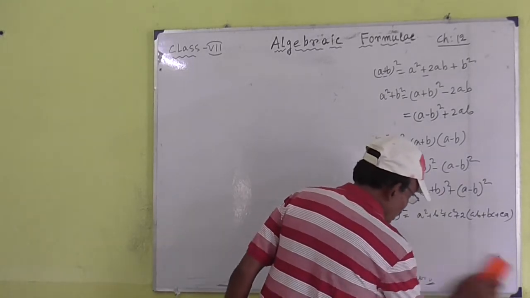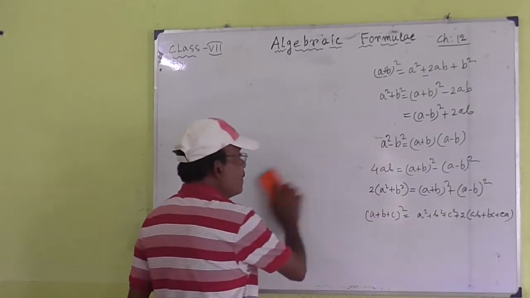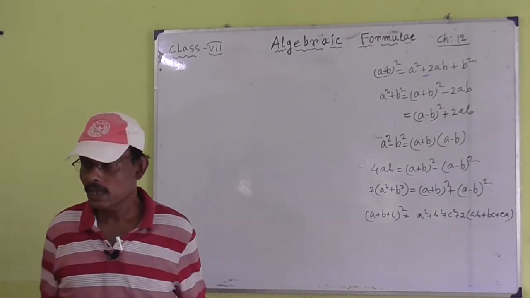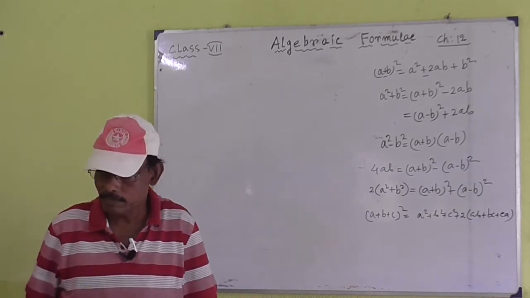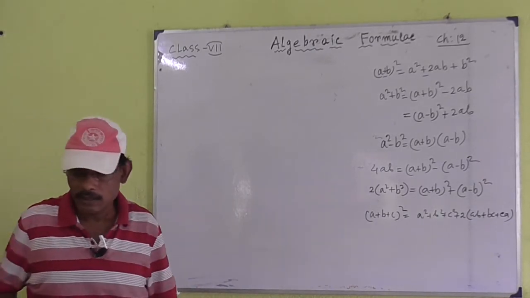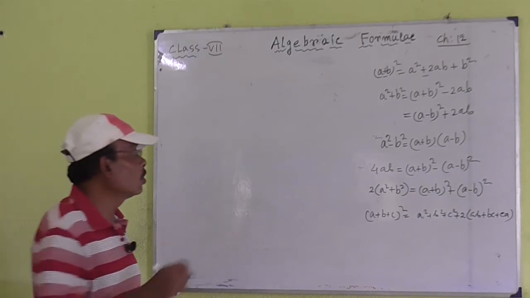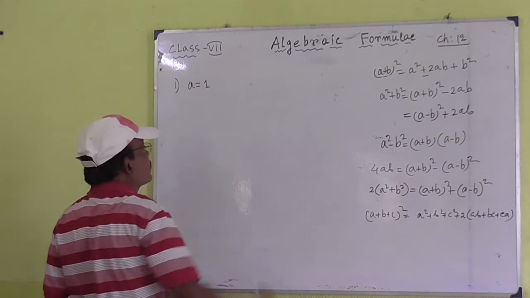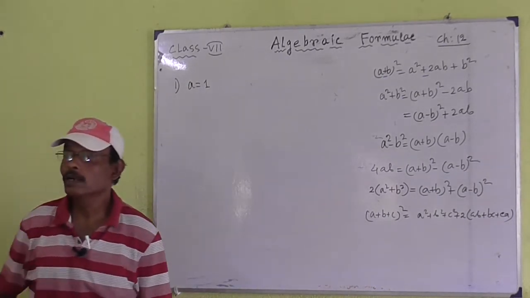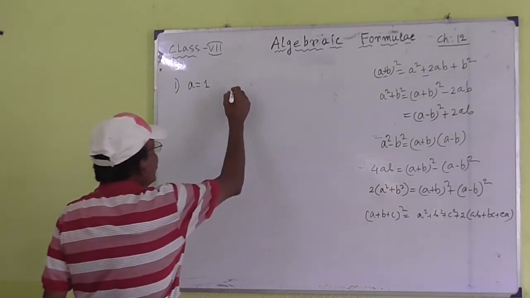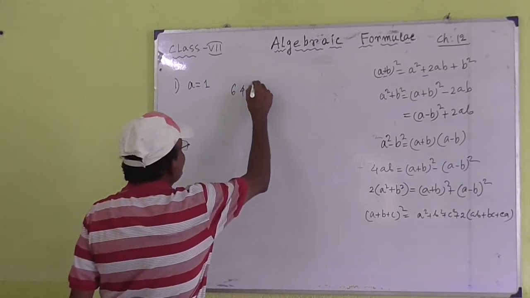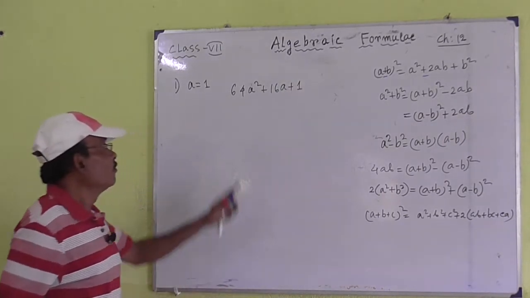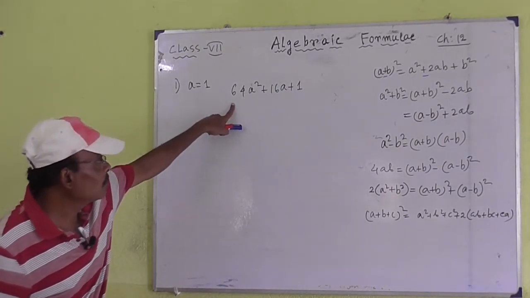Now, I will teach you some examples. The first sum is: given that a equal to 1, 64a square plus 16a plus 1. Find the value of this expression.